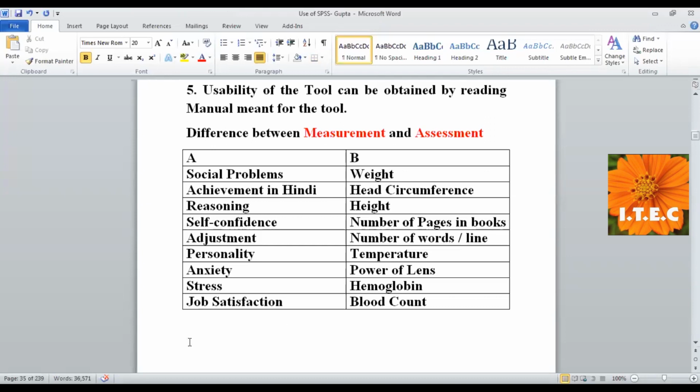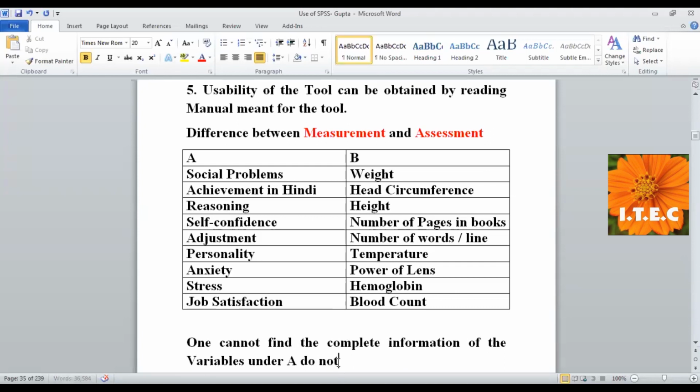So variables under A, one cannot find the complete information of the variable given under A. You can never find the complete achievement, complete adjustment, complete job satisfaction, no.